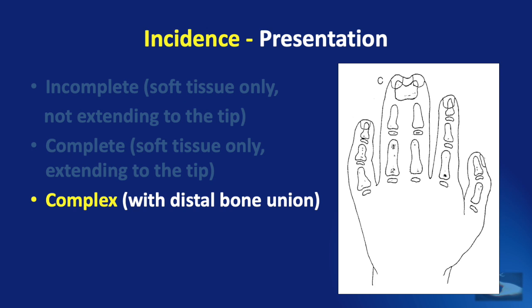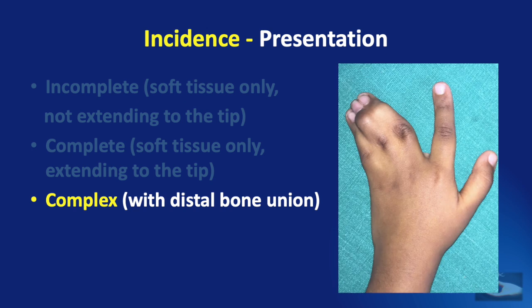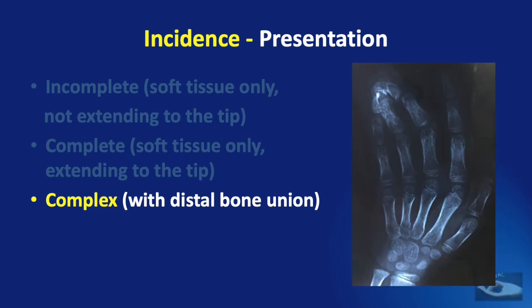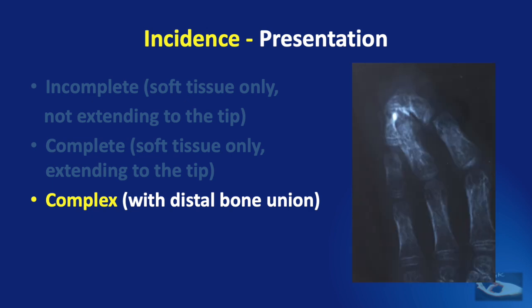Complex syndactyly refers to fusion of the fingers with distal bone union. In this example, just like the case we had seen earlier, there is a syndactyly between the middle, ring and little fingers, but you will note that there is no intact skin between the nails. This suggests that there could be a fusion of the terminal phalanges, and the X-ray aptly proves this point. You can see the fusion of the distal portions of the terminal phalanges of the middle, ring and little fingers. So it is a complex syndactyly.